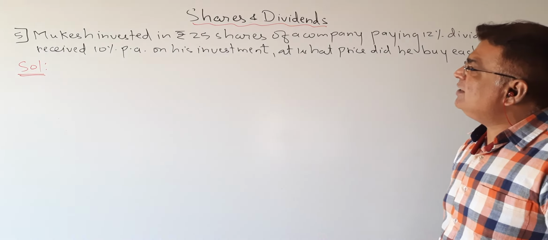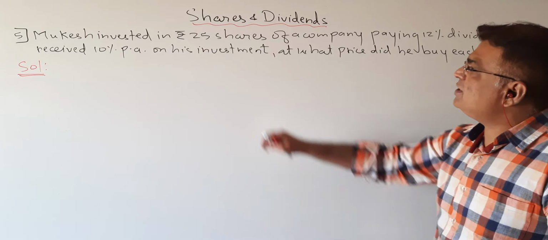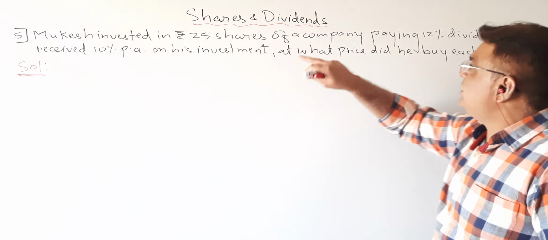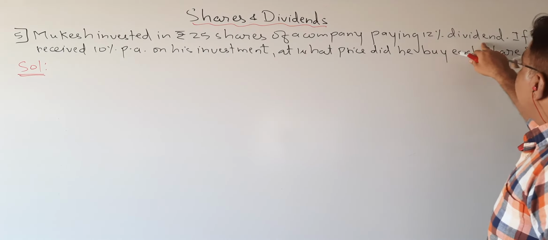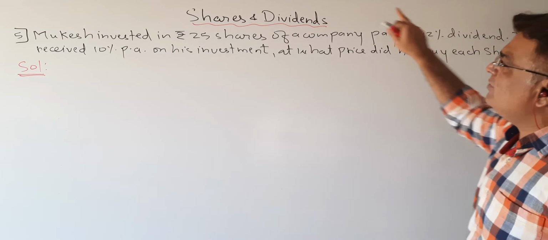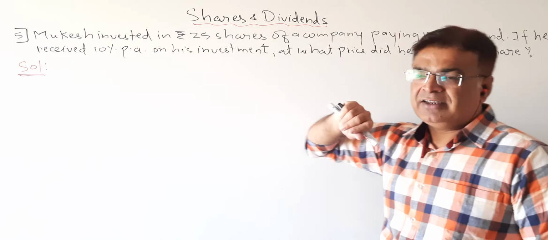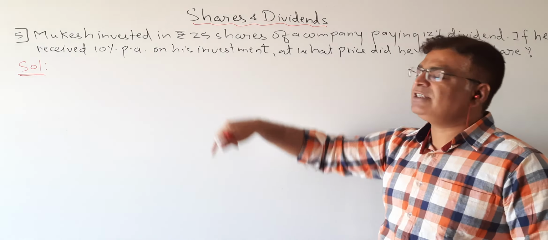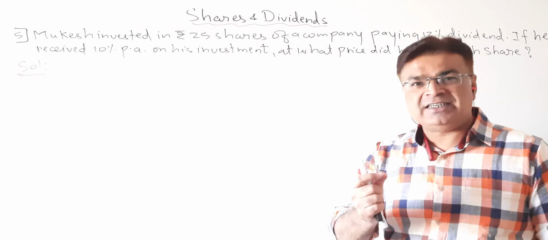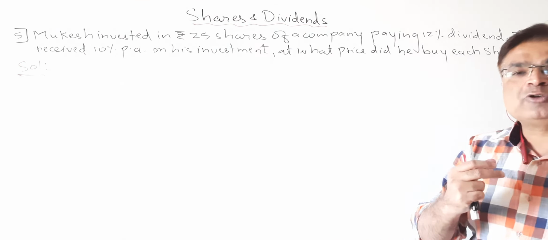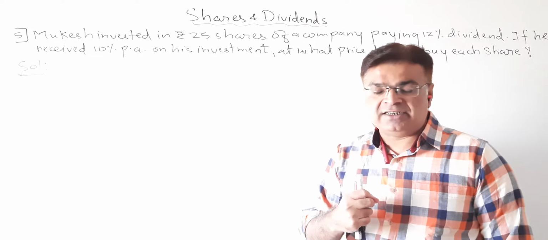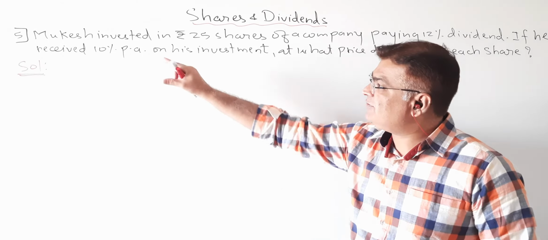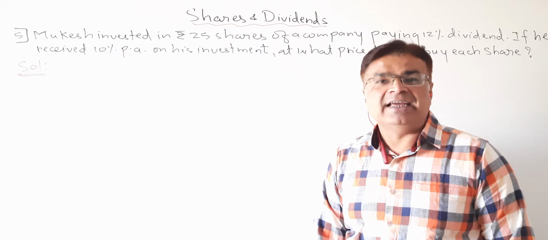Mukesh invested in rupees 25 shares of a company. So 25 is the face value of the share. Paying 12% dividend. So 12% dividend will be paid on rupees 25. And if he received 10% per annum on his investment, so whatever dividend he is receiving, that is actually how much percent is receiving the income. So he is receiving 10% of his income.